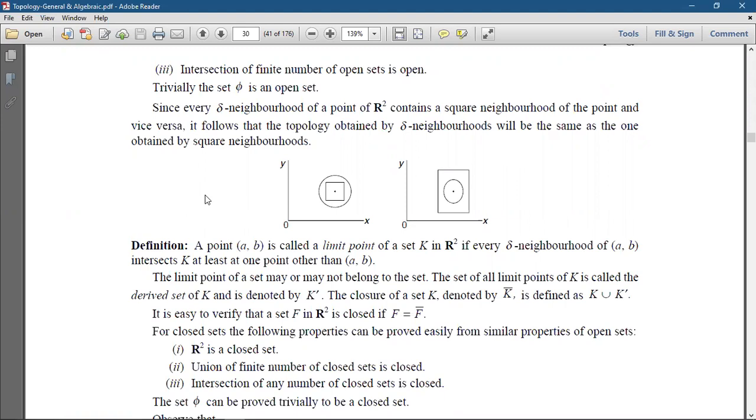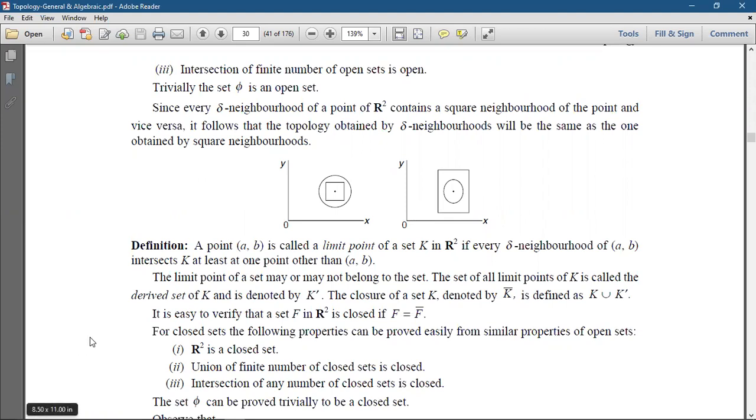Since every delta neighborhood of a point of R square contains a square neighborhood of the point, and vice versa, it follows that the topology obtained by delta neighborhoods will be the same as the one obtained by square neighborhoods, as shown in the figure, where the square neighborhood lies inside or outside the circle.